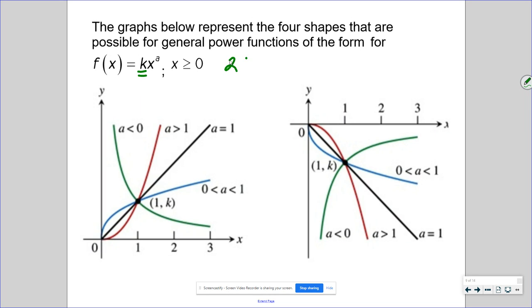So if you have a function that is 2x to the, I don't know, 100th power, you can very easily say by this summary page that it would have a key point at 1 comma 2 because the formula says 1 comma k.